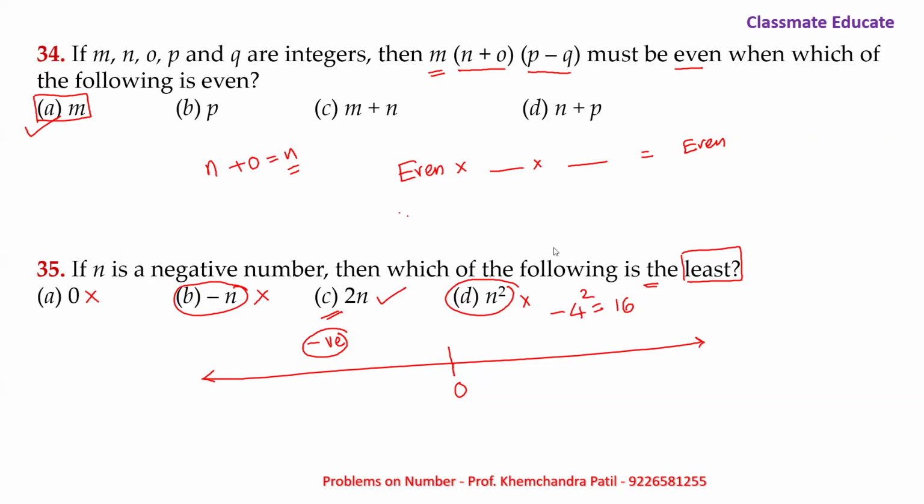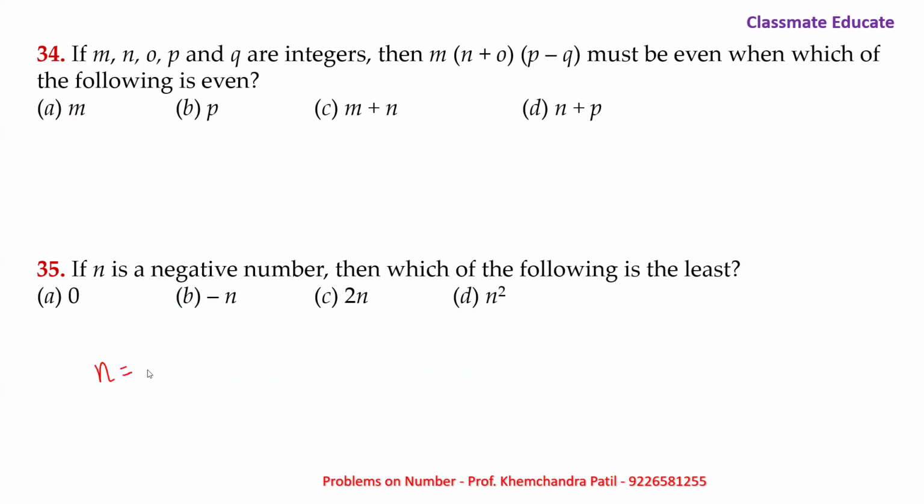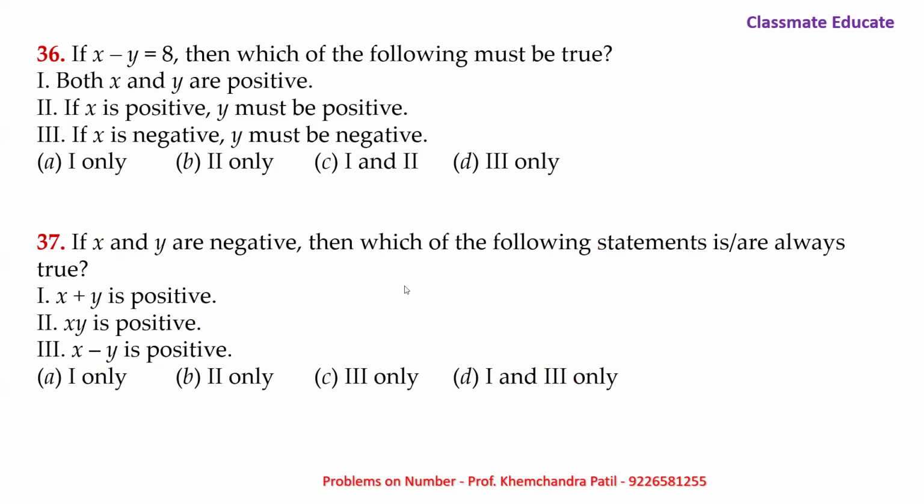Again, what we can do is let us consider that N is minus 3. Now minus 3 is least, so 0 is not your answer. Minus of minus 3 will be equal to plus 3, so this is not the least number. Minus 3 squared will be equal to 9, so this is not the least number. But 2 into minus 3 is minus 6, so this will be the smallest. So this is your answer.